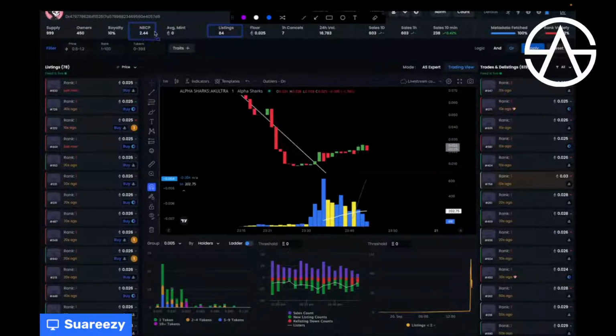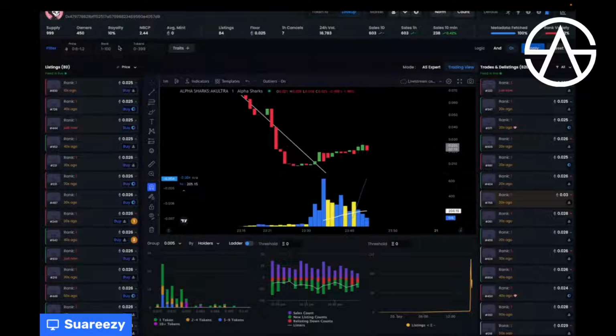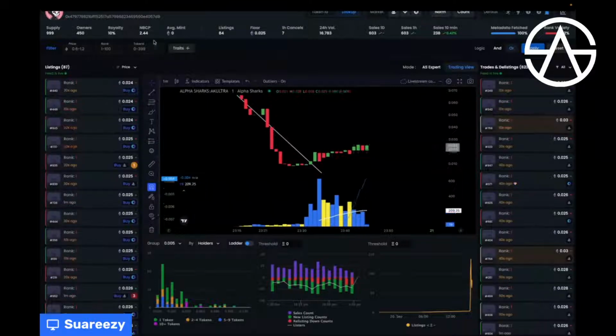This number has doubled since we've started looking at it, so I would keep a very close eye on this number, because what that MBCP is telling us right now is that we've doubled within the last, I believe it was 5 minutes, not even that, it was probably about 10 minutes. This was sitting at about 1.4. I could be mistaken on that. It was sitting under 2 though, I do know that. This is a very key number to look at.